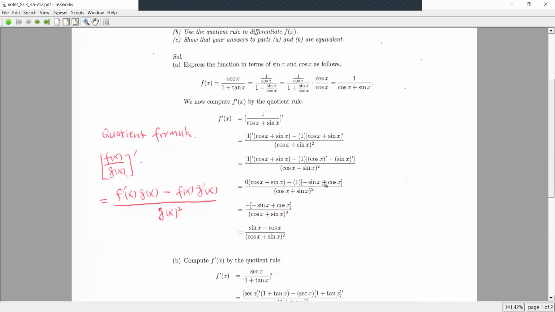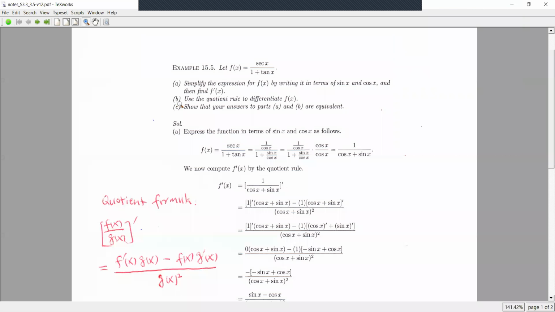Now simplify this expression. 0 times cosine plus sine is 0. So we have this equation. Distribute the negative to the two terms, then we get this equation. This is the derivative of function f.